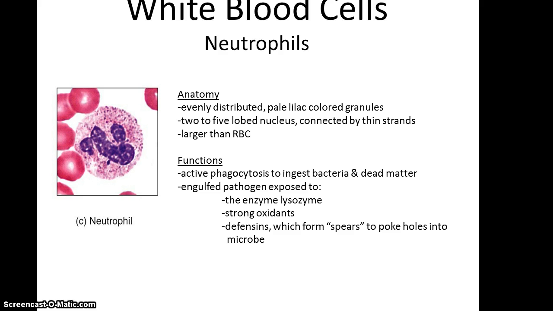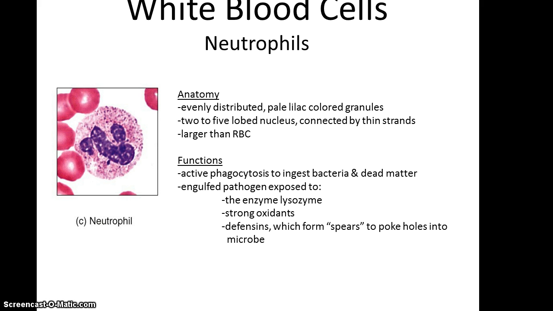Neutrophils. Neutrophils are, again, larger than red blood cells. They have evenly distributed, pale, lilac-colored granules, and 2 to 5 lobed nuclei. Their important functions are to be active in phagocytosis, to ingest bacteria and dead matter.